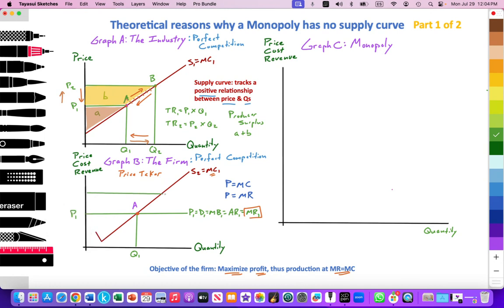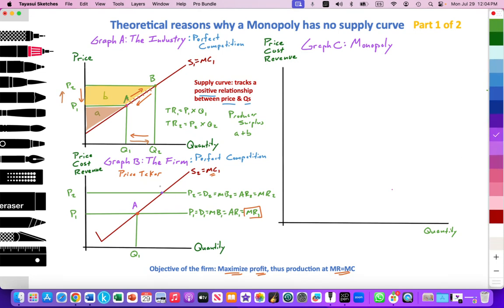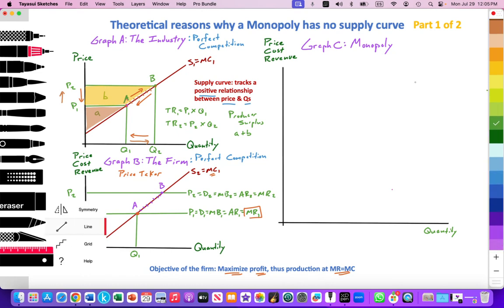The firm will take that price of P2, and P2 will equal D2, equal to marginal benefit 2, equal to average revenue 2, also equal to marginal revenue 2. And the firm will increase their quantity supply from point A to point B, employing more resources, land, labor, and capital, and capturing more producer surplus and increasing output to Q2.